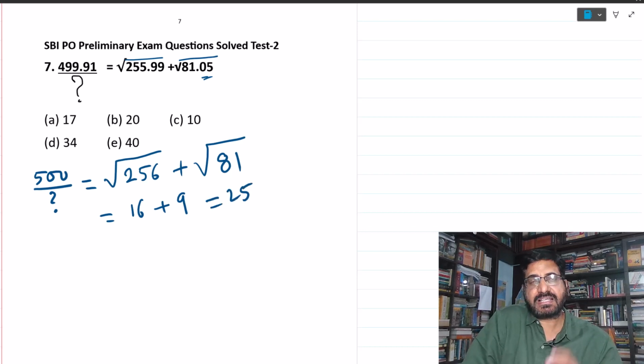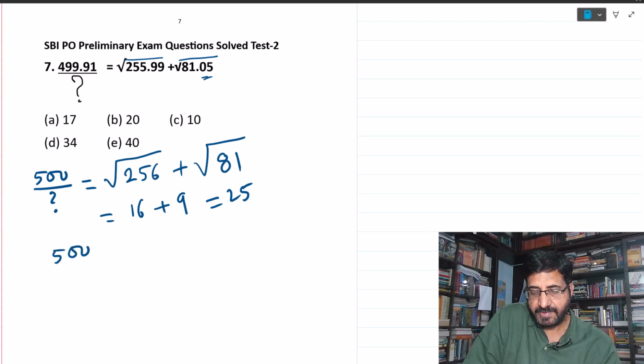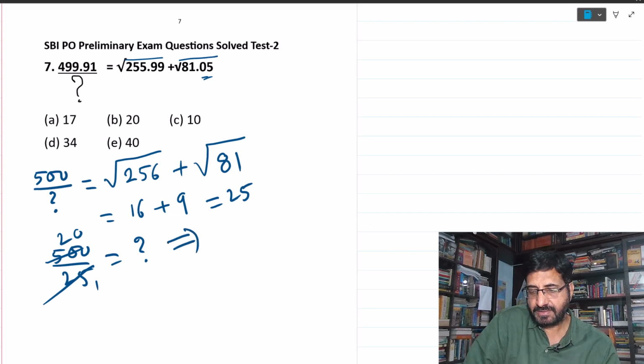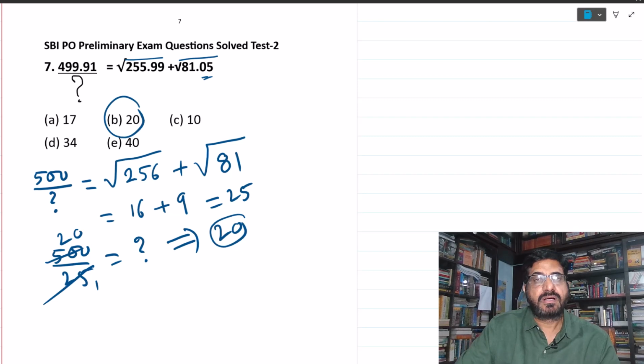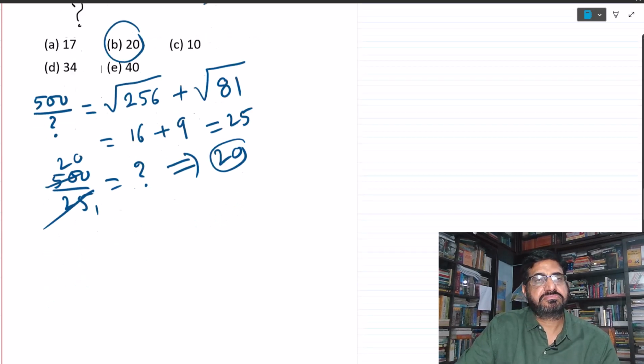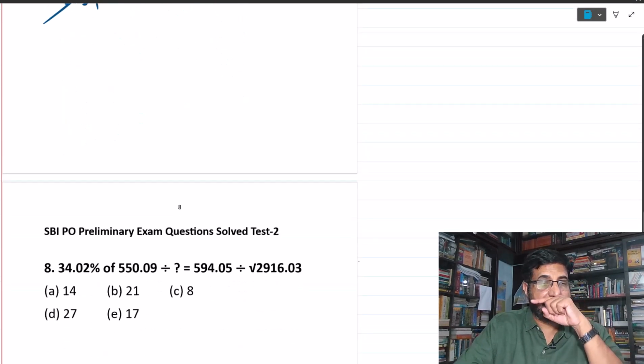Fine. Now this side, LHS is what? Question mark is in the denominator. You send it to the other side. So this will become 500 divided by 25. This will be your question mark. Very simple. 25 1s are 25 and then 25 20s are 500. So question mark will be 20. 20 is the answer. It's very simple. Next, moving on to the 8th problem.